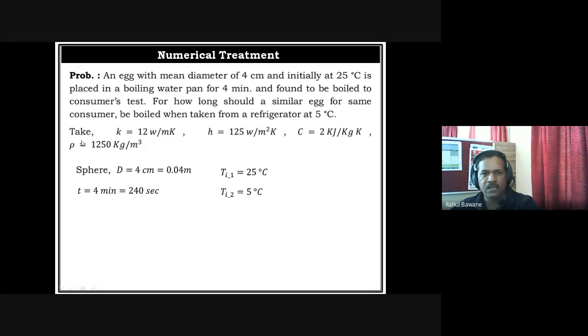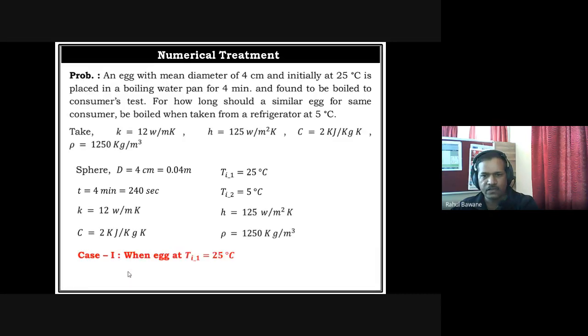They given some data. Take thermal conductivity 12, h 125, specific heat 2 kilojoule, which we have to convert into the basic unit, joule, and density 1250. So this is our given data. First case, when the egg is taken out at 25 degrees centigrade and boiled for 4 minutes. Second case, when the egg is at 5 degrees centigrade.